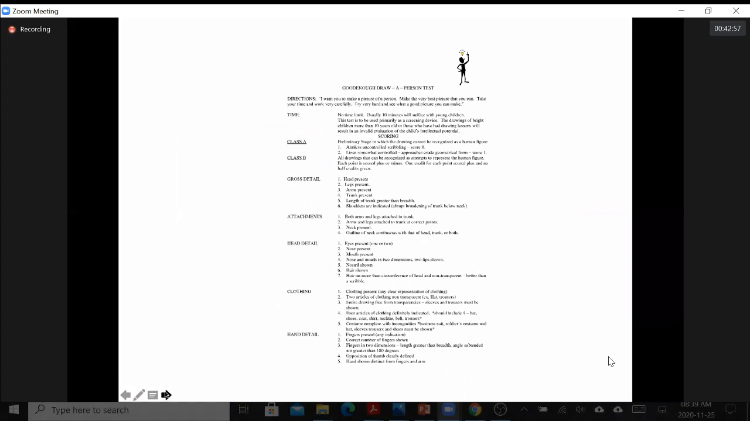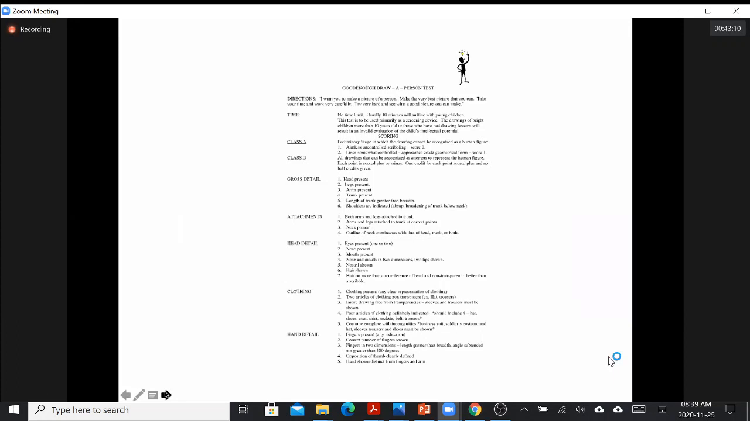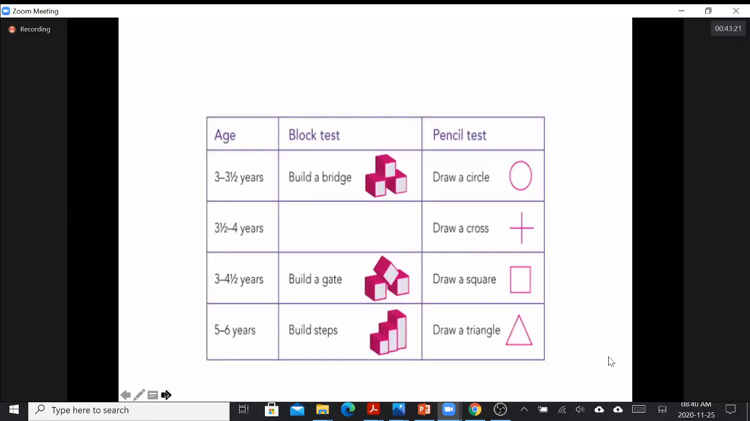So this is the Goodenough-Harris drawing test. You don't need to learn what this is. It is just important to know. So this is the guide as to how marks are given in this situation, right? These are the rules basically. So if you know there is something like this, that is good enough. You don't have to remember all the rules in this test.